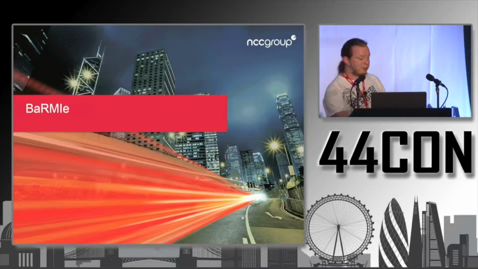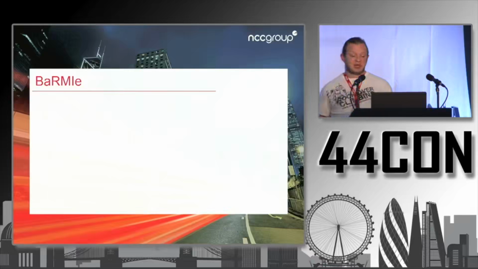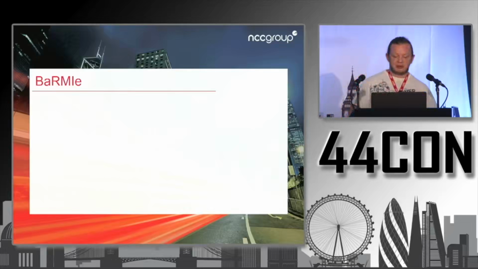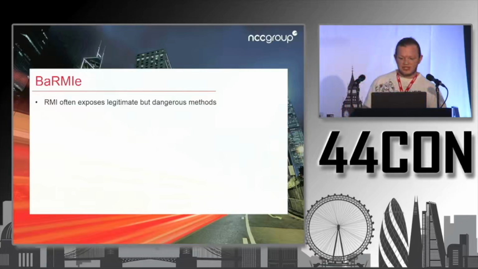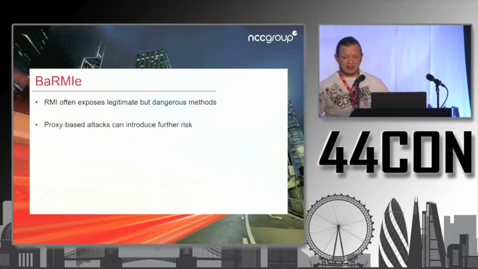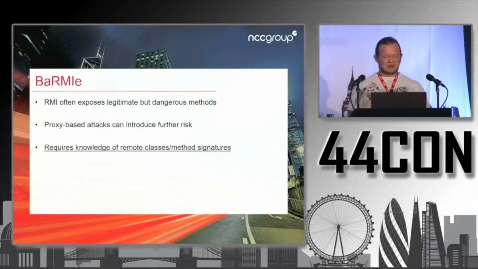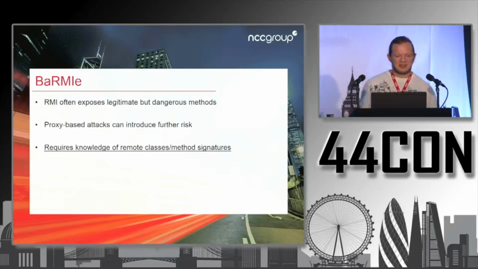So back to BaRMIe. Over time, I have written code that attacks various different RMI services using both legitimate but dangerous methods, so things like write file without authenticating, and also proxy-based attacks that introduce further risk, where we just modify the parameter, we swap it out for a dangerous payload. Unfortunately, all of these attacks require knowledge of the remote classes and the method signatures.